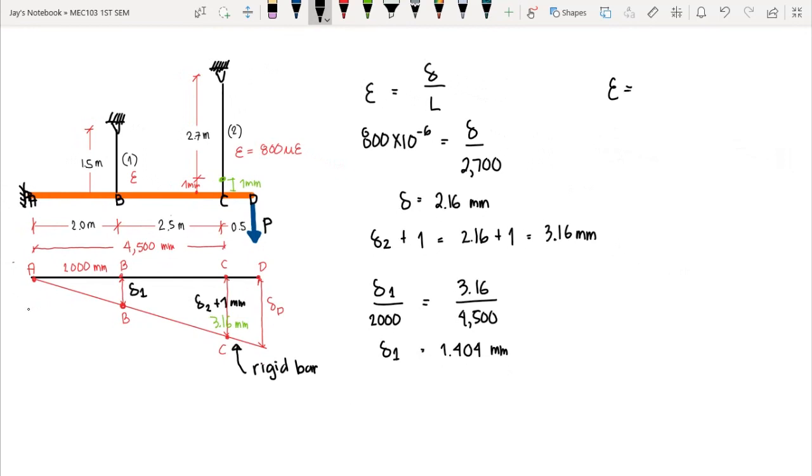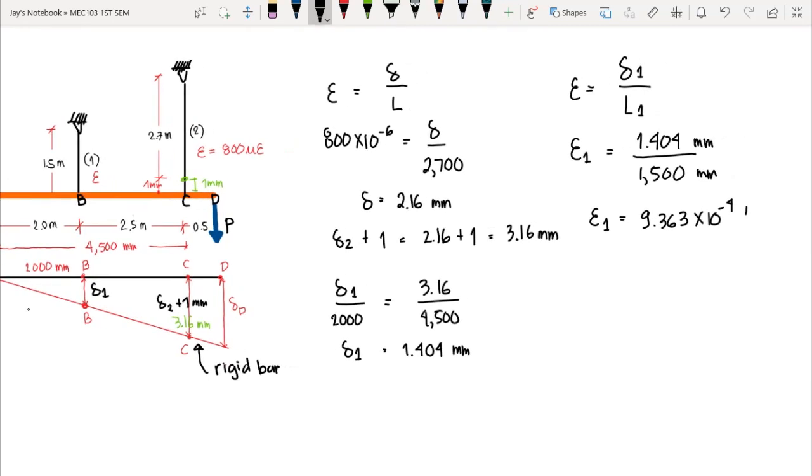So we again compute the normal strain. The normal strain equals the deformation of rod 1 over the original length of 1, that is, the normal strain of 1 equals the deformation, which is 1.404, over the original length, which is 1,500. So we have the normal strain of rod 1 equal to 9.363 times 10 raised to negative 4. The unit is millimeter per millimeter. Again, to make it simpler, we adopt the micro. So we move 2 decimal places to the right, since it is times 10 raised to negative 4 already. So we have 936 micro strain or micro epsilon. So this is our final answer for question letter B.